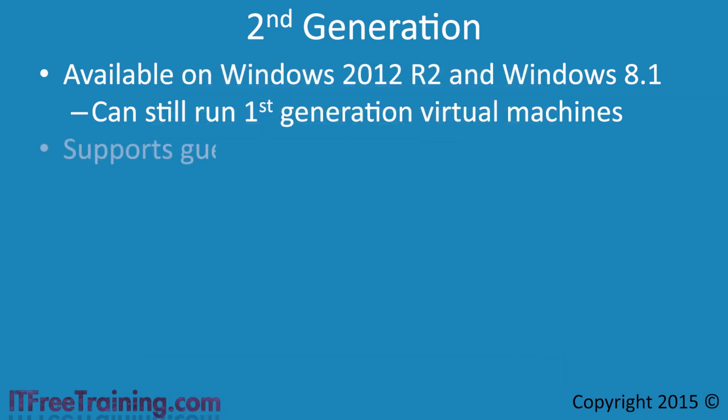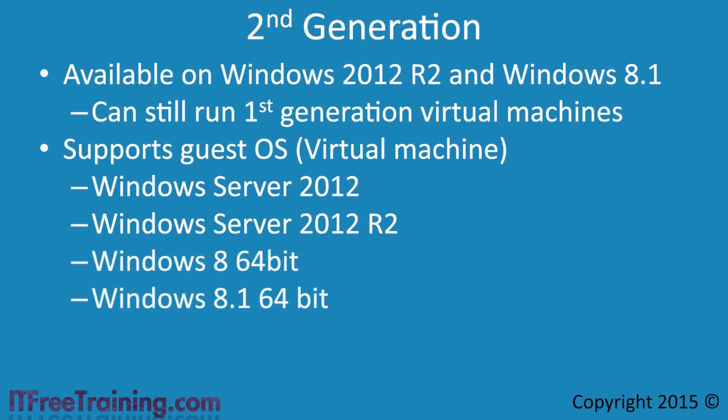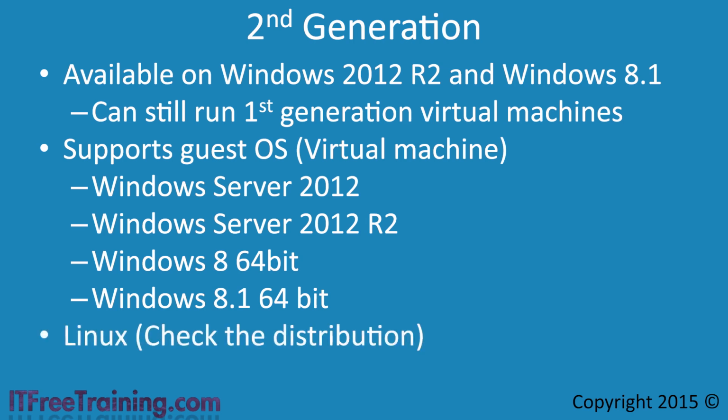For guest operating system support, for the server operating system, you need to use Windows Server 2012 or Windows Server 2012 R2. For client operating systems, Windows 8 or Windows 8.1 are supported. The operating system has to be 64-bit. In a moment, we will see why. When second generation was first released, Microsoft was still working on Linux support. If you plan to use Linux, check the distribution to see if it is supported and make sure you have applied all the available Hyper-V updates from Windows Update. You may also need to disable Secure Boot.